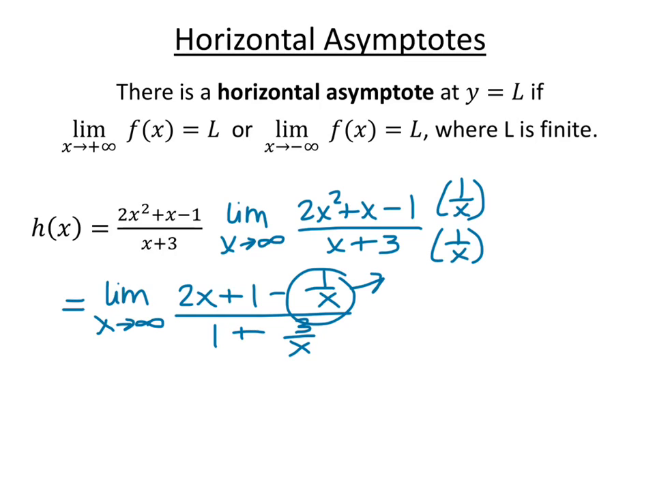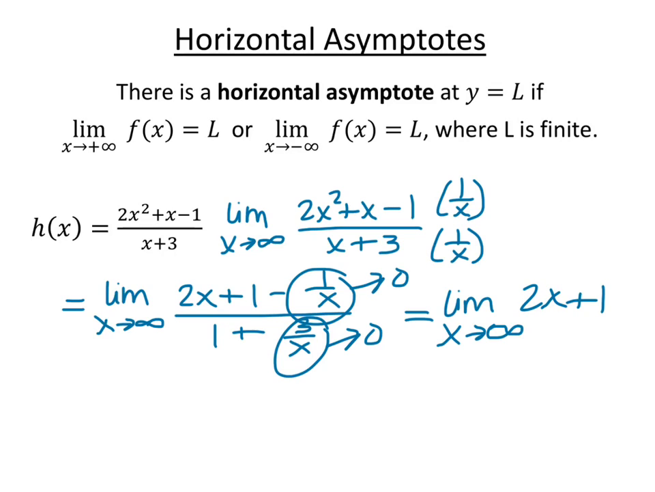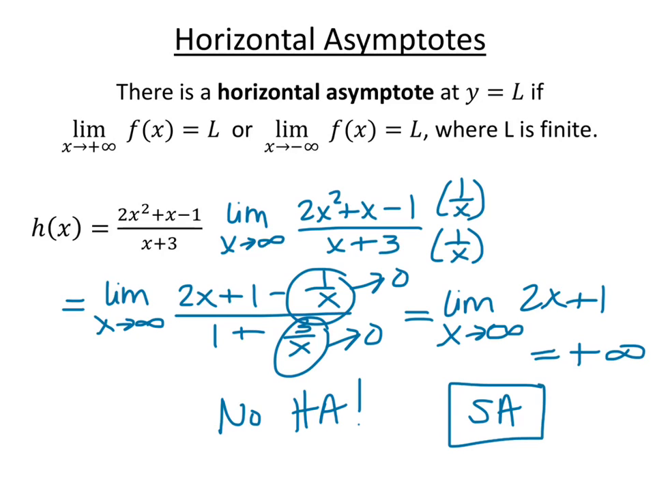Notice as x goes to infinity, these two terms are heading to 0, so this limit as x approaches infinity of 2x plus 1 is heading to positive infinity. That means we have no horizontal asymptote. In fact, these y values are heading to infinity. That's because we have a slant asymptote.